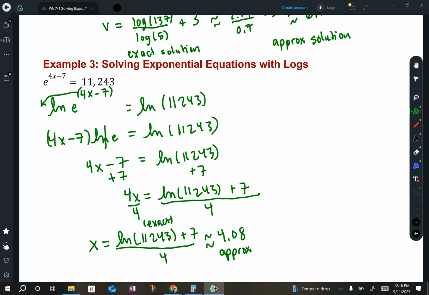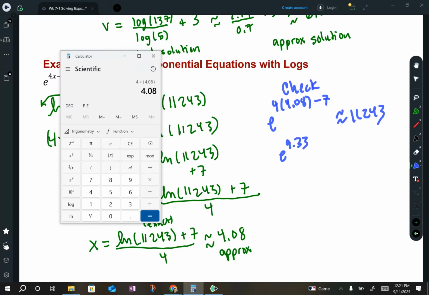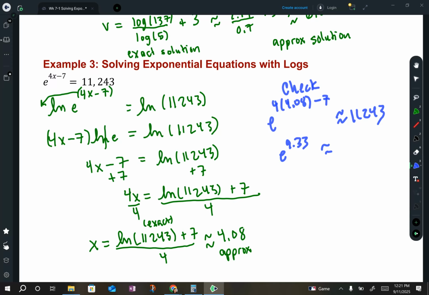Let's go ahead and check our answer. I'm going to plug 4.08 in for x: e to the 4 times 4.08 minus 7, and hope I get something close to 11,243. So it's 11,158. Close, not great, but that's due to all the rounding.